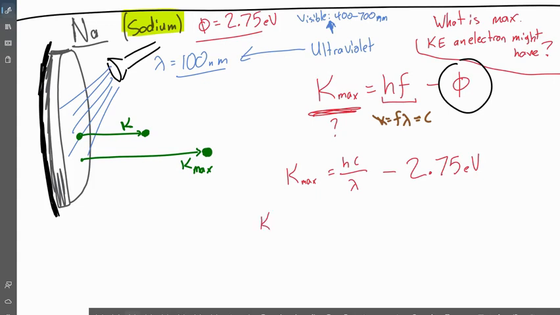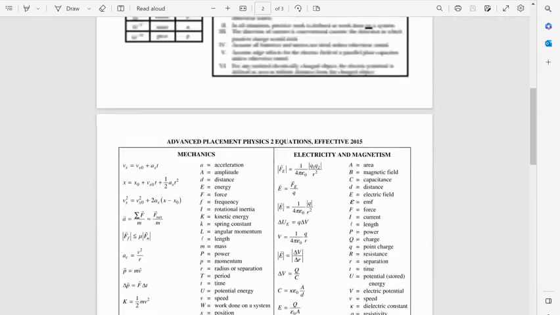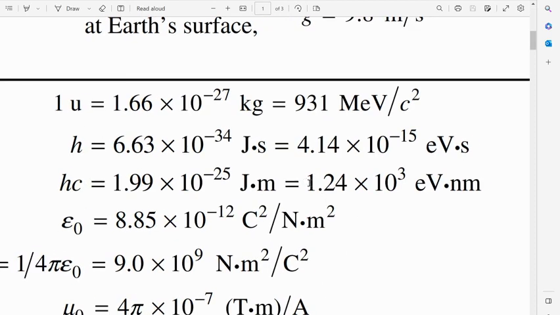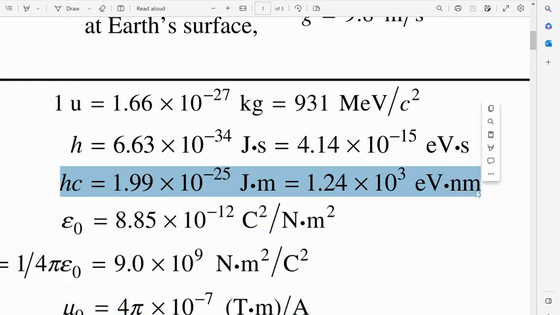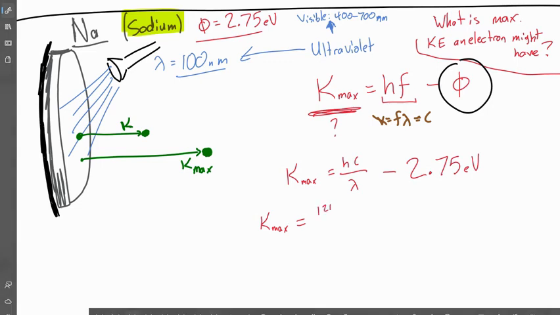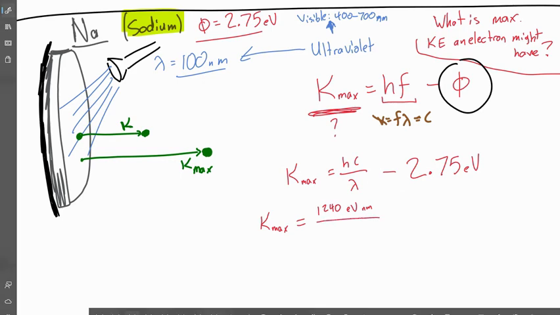All right, so let's keep going. Kinetic energy maximum is equal to, we have hc over lambda. Well, remember our equation sheet tells us h times c. If we look back up to the front page, we have h times c right here. And since our work function's in electron volts, which of these options do you think we'll use? The one in electron volts. So we'll use this one, 1.24 times 10 to the third. Essentially, that's 1,240. So I'll just say 1240, and that's electron volts times nanometers. If you take a look back over here, electron volts times nanometers. Okay, and then over wavelength, well, we were given wavelength was 100 nanometers. Okay, minus 2.75 electron volts.